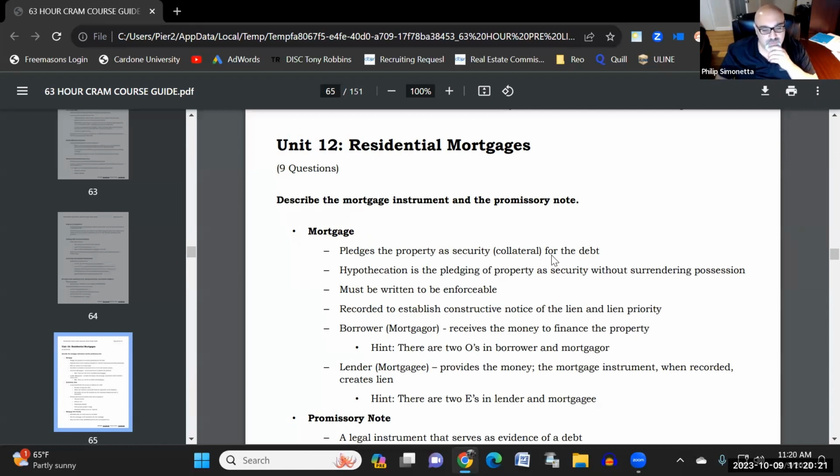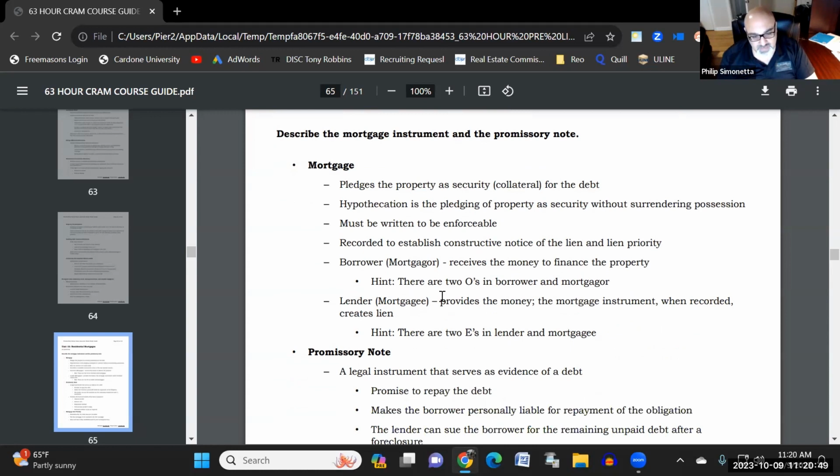The borrower, who's the mortgagor, receives the money to finance the property, right? So remember, borrower and mortgagor. There's two O's in borrower, there's two O's in mortgagor, right? Lender is the mortgagee. They provide the money and the mortgage instrument when recording. It creates the lien. So they provide the money and the mortgage. It gets signed. When it's recorded, that makes the lien. Okay. And then you could remember there's two E's in lenders, two E's in mortgagee. That's how you can remember if the question has that, you need to know that, right?